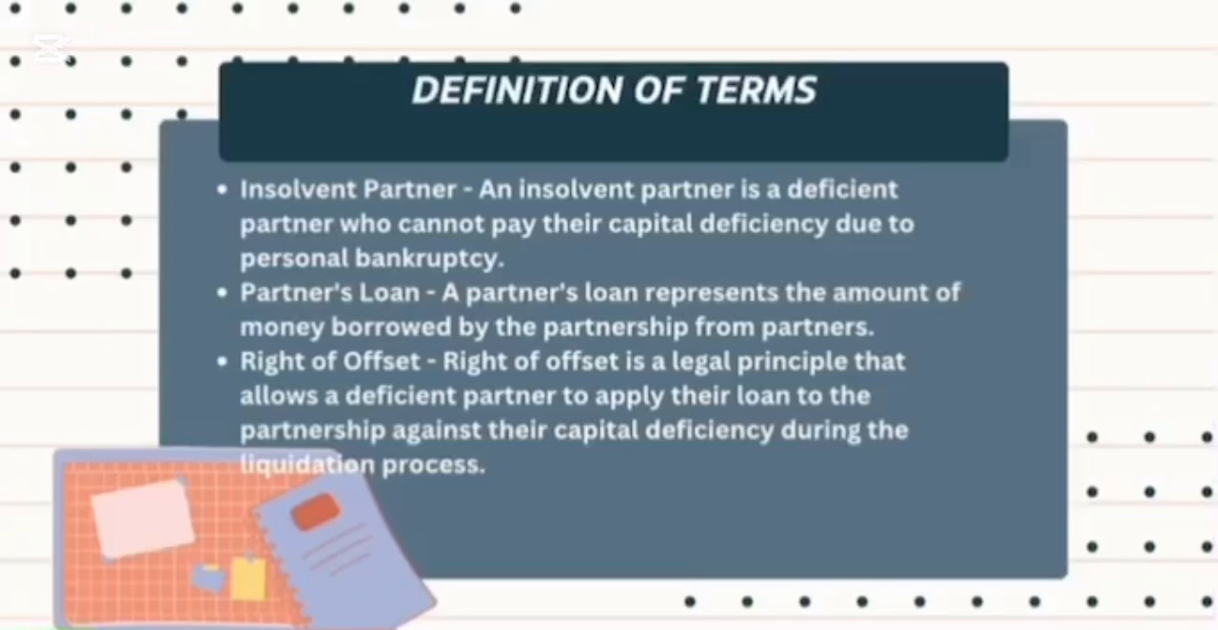Theoretical loss. Theoretical loss refers to the difference between the book value of non-cash assets and their actual realized value during the liquidation process. This occurs when liquidation happens in installments and some non-cash assets remain unsold. For example, if a partnership's non-cash assets total 200,000 and 50,000 worth of these assets are sold in the first installment, the remaining 150,000 pesos represent the theoretical loss.